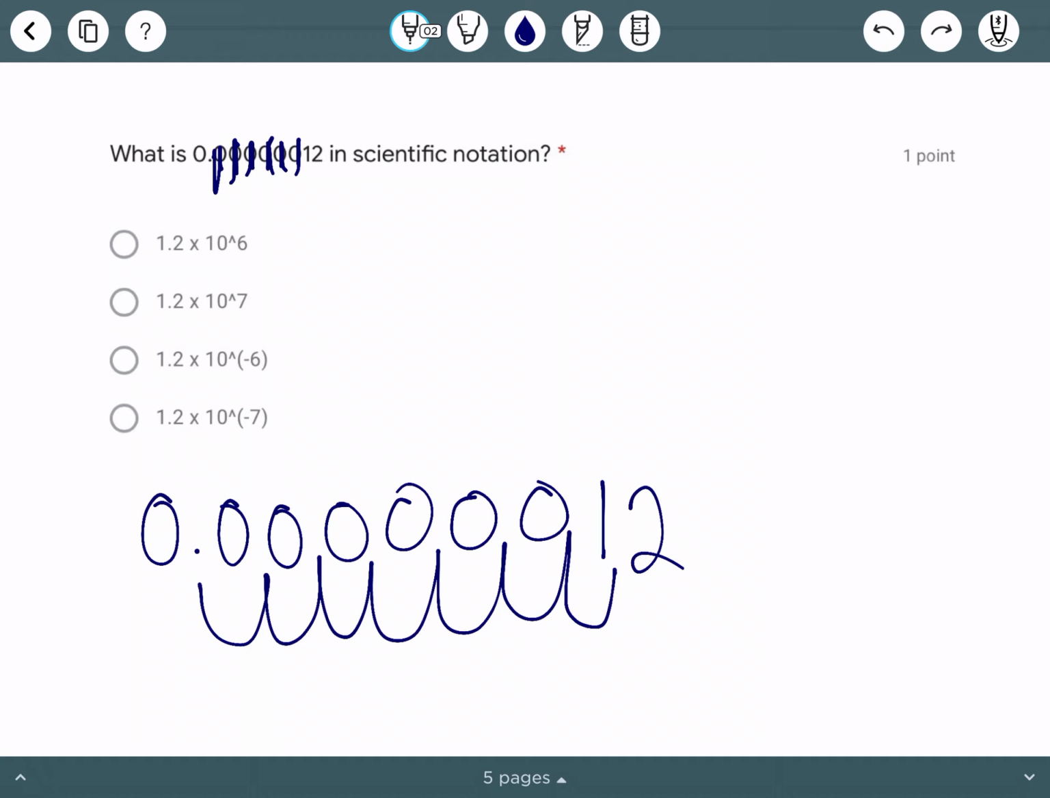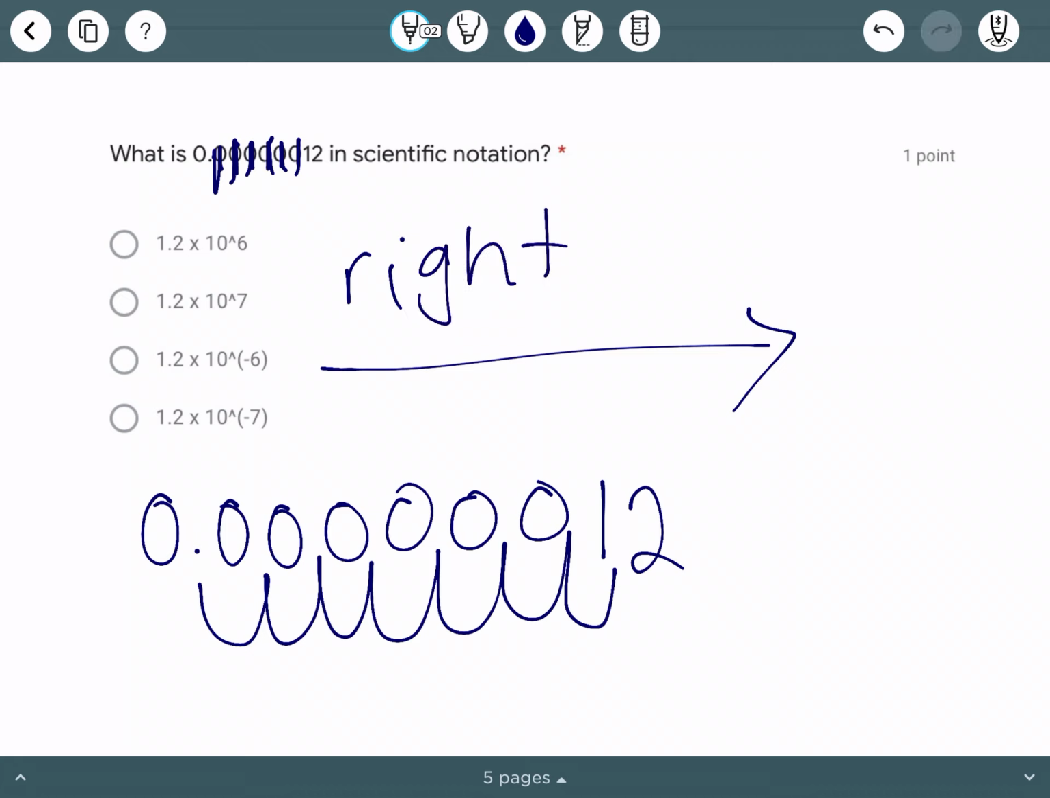Now, is it positive or is it negative? Well, you need to figure out if we move the decimal to the right, now in this case we're moving to the right, does that give us a negative or a positive exponent? That is for you to find out.